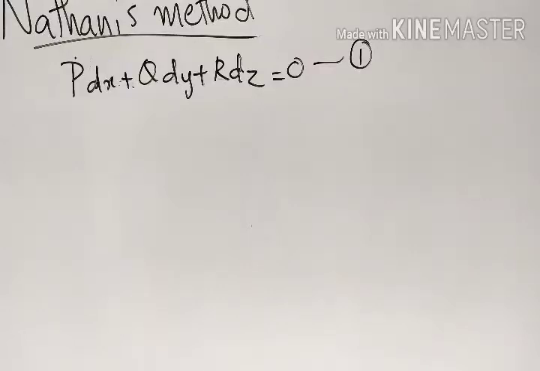Hello, welcome back. Today we will be dealing with Natani's method. This method is a little bit complicated. Let my Pfaffian differential equation be P dx plus Q dy plus R dz is equal to 0.